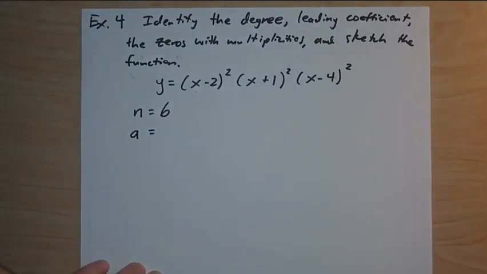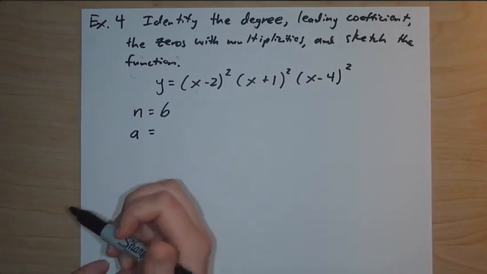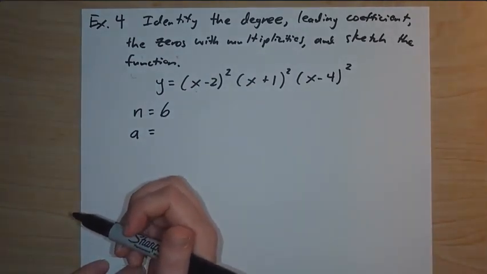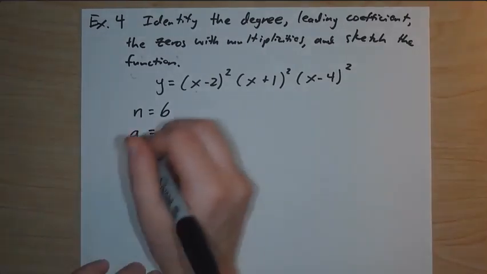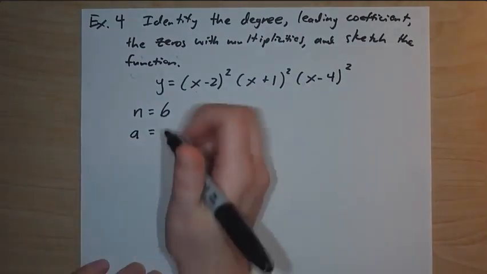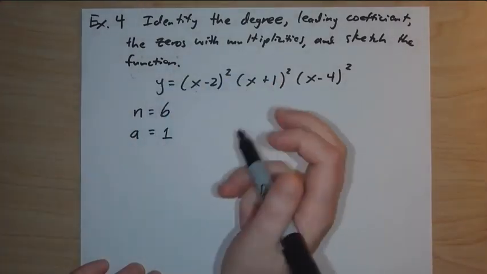Our leading coefficient is the number in front of our x with the biggest exponent. So again, if we did x times x times x times x times x times x, that would give us a positive 1 in front of that x to the 6th power. Since there's no number in front of any of these x's and they're all positive, our A is going to be 1. So moving on, we want to figure out what our zeros are and their multiplicities.